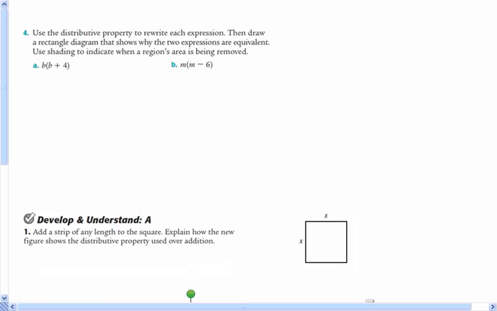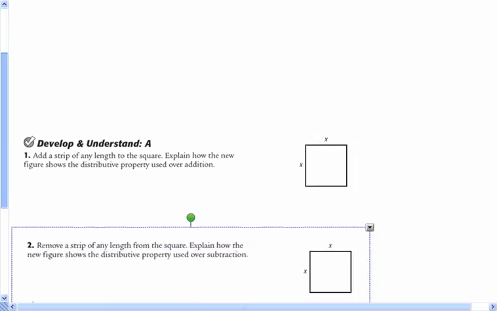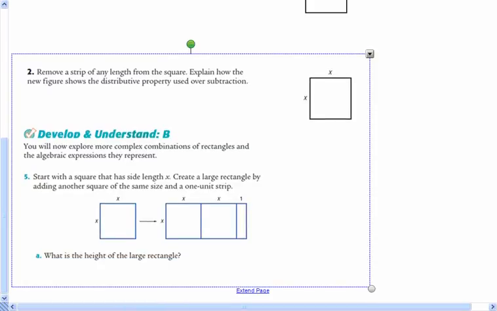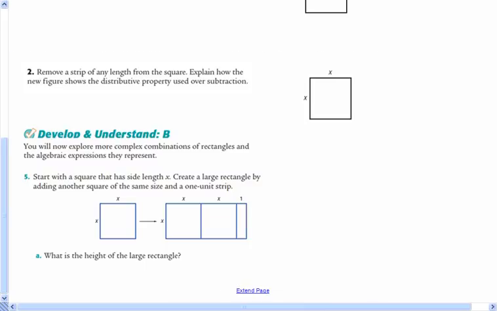So number 5, it's a little bigger problem here. Notice that we start with a square with side length x right here. And we create a large rectangle by adding another square the same size and then add a little square of 1 onto the end. As you look at that, the height of this great big long rectangle here is exactly the same as the height of this little square, which is x.